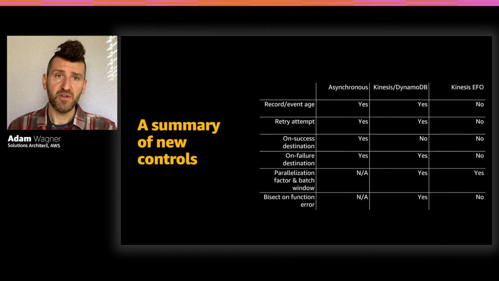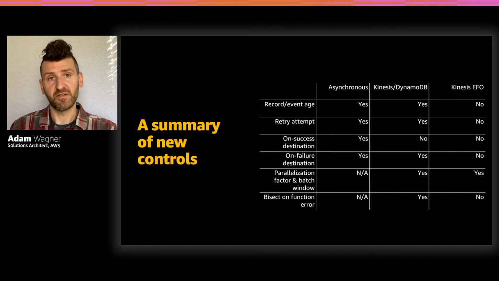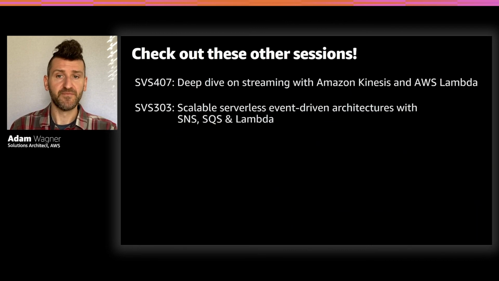So quick summary of those new controls that we talked about. A lot of those error handling controls are available for both Kinesis and DynamoDB Streams. Those error handling controls are not available if you're using an enhanced fan-out consumer. So important to understand that there. And then some of those retry mechanisms are available for asynchronous invokes. So I put that there as well.